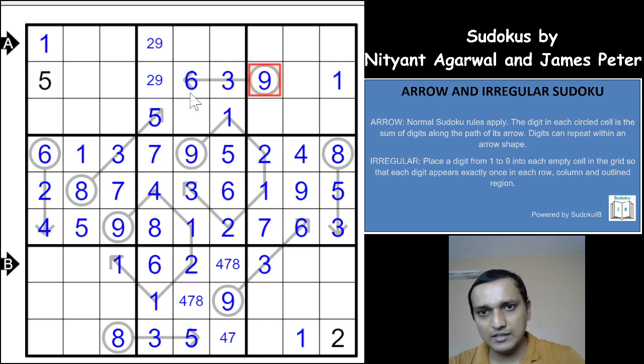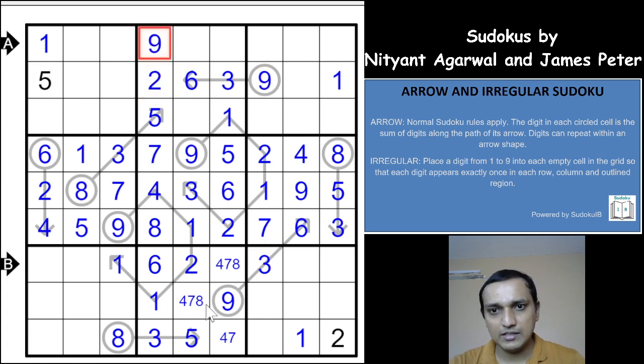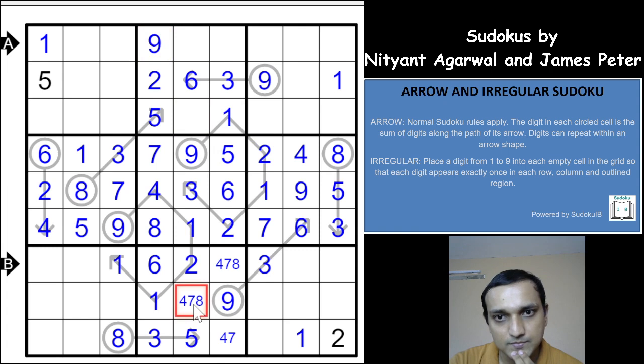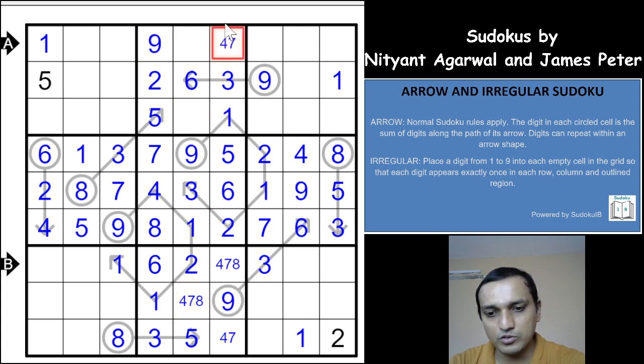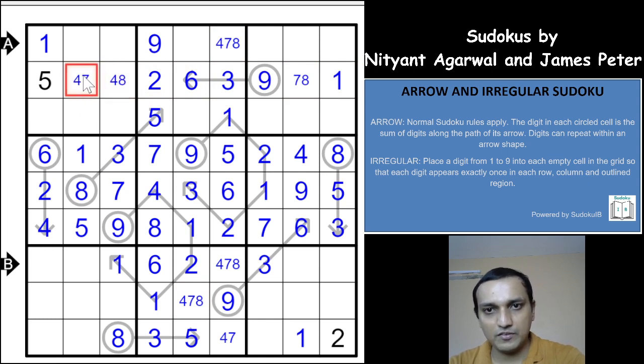That gives you a 9 here. That gives you 2 and a 9 here. That 6 doesn't give us anything. This cell would have to be 4, 7 and 8. Whatever you have here would have to be here. 1, 2, 3, 4, 7 and 8. This is 7 and 8, 4 and 8, 4 and 7. Okay, I think we have marked all the arrow digits here.